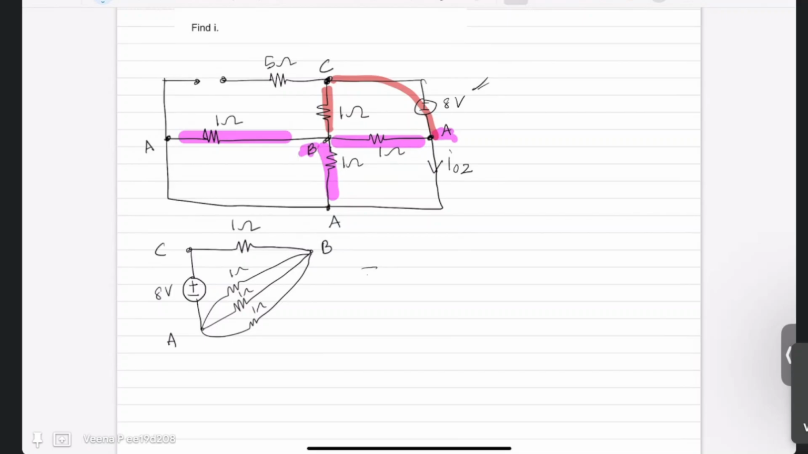Now if you draw the equivalent circuit of this, you have here 8 volts, A and C. You have your 1 ohm, B. You have three 1 ohms in parallel. The equivalent resistance will be 1 by 3.